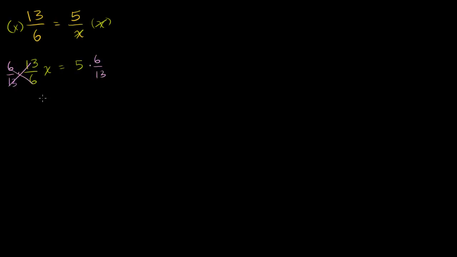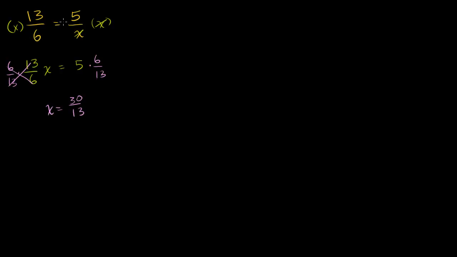These obviously cancel out. That's why I multiplied by the inverse. And you get x is equal to 5 times 6, which is 30 over 13. Now, one way that you might see this done, which skips a step, is called cross multiplying. You look at a ratio like this, and you immediately say the numerator on this side times the denominator on that side is equal to the numerator on this side times the denominator on that side.